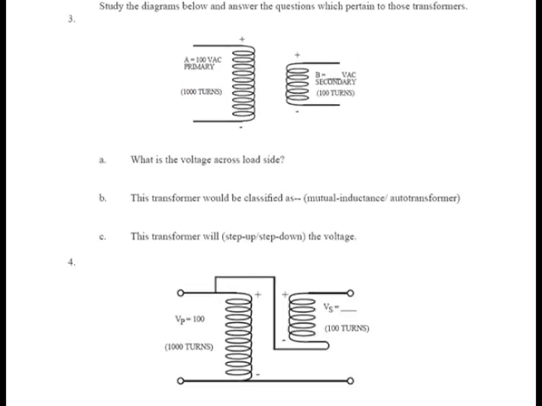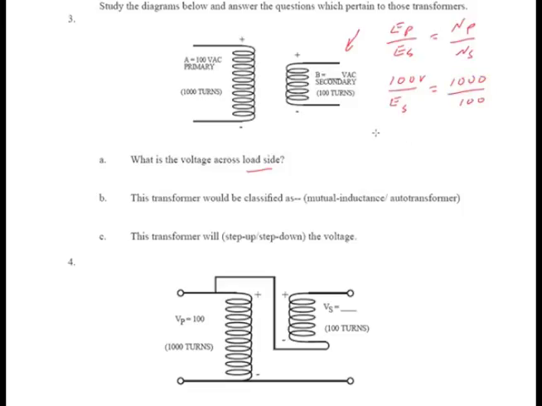Okay, on to number 3. What's the voltage across the load side? This is the load side, the secondary. And back to the old reliable formula again: EP over ES is equal to NP over NS. Plug in your numbers. The primary voltage is 100 volts. The secondary voltage is ES. The primary turns is 1,000 turns. And the secondary turns is 100.